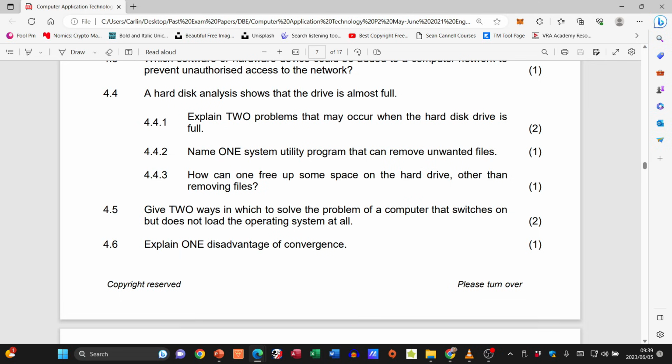Well, think about it. When the PC switches on, it goes to the ROM. It gets the instructions from ROM. ROM checks the hardware. Everything is in place, plugged in properly. It gives you a little beep, and then it looks for the operating system on the hard drive. So it's checking the hardware. Everything seems to be okay, but it's not able to load that operating system.